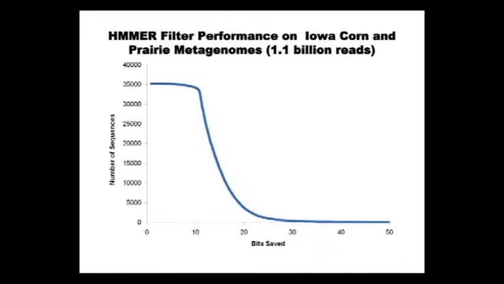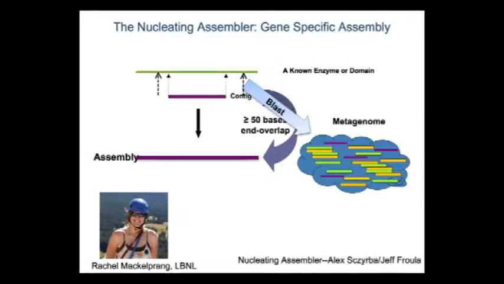Now, Rachel McElprang at Lawrence Berkeley Lab then has been using the nucleating assembler, which came from this group working on the rumen project. And this illustrates that point here. And to me, it's genome walking from a computational point of view. So this was started with a BLAST to find the original set of NifH sequences, though it could be the HMMER output that I just showed you.